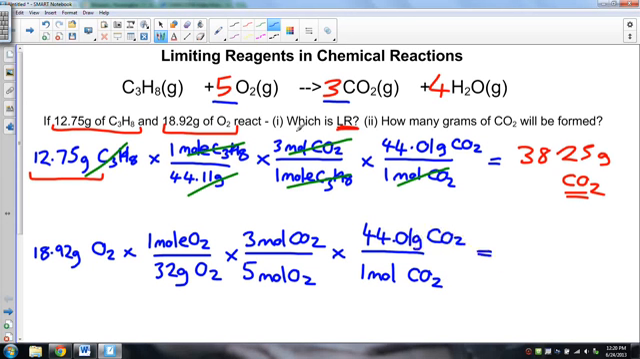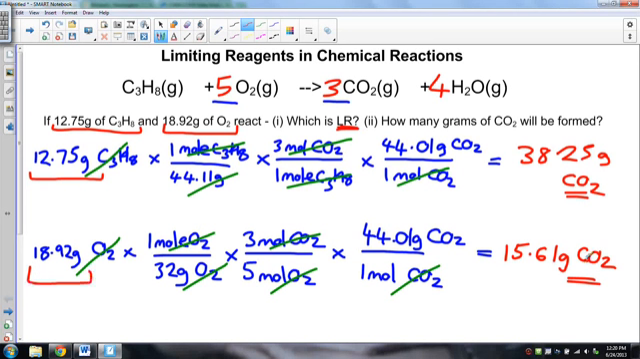Now, it's probably not much of a stretch to see that you can cancel things out exactly the same way you did before. Up here, I'm going to cancel out everything that I want to cancel, and what I get in this case is an answer of 15.61 grams of CO2. In other words, if I reacted 18.92 grams of oxygen, what I get out is this amount of CO2. If I reacted 12.75 grams of propane and enough oxygen to react with all of that, I'd get 38.25 grams of CO2.